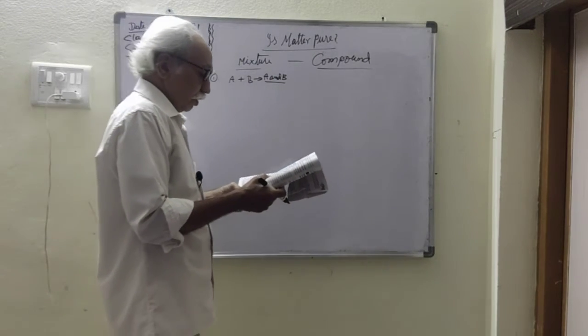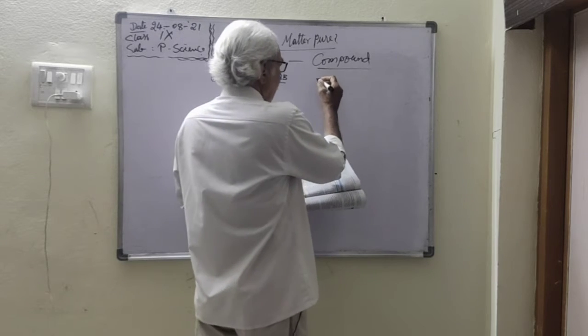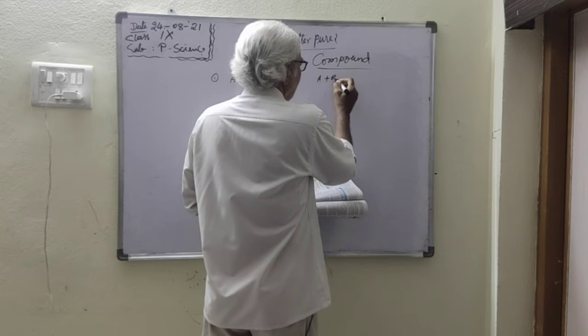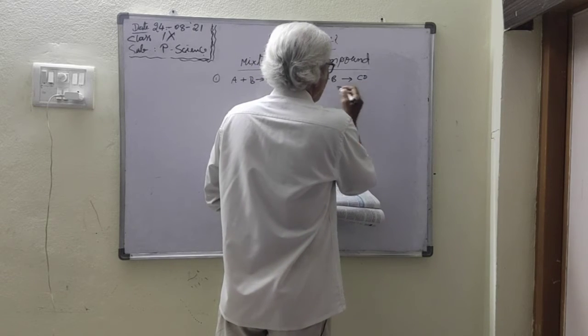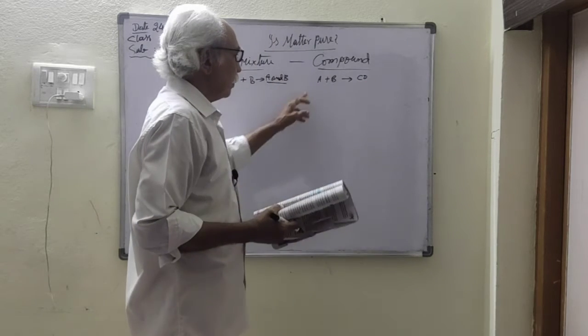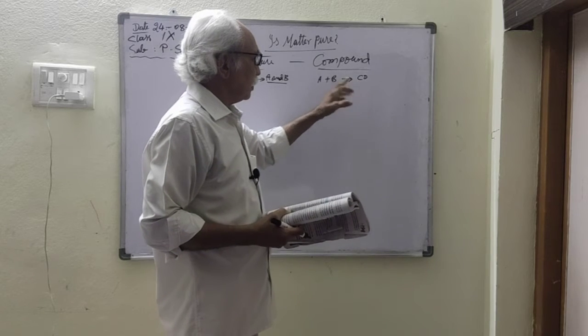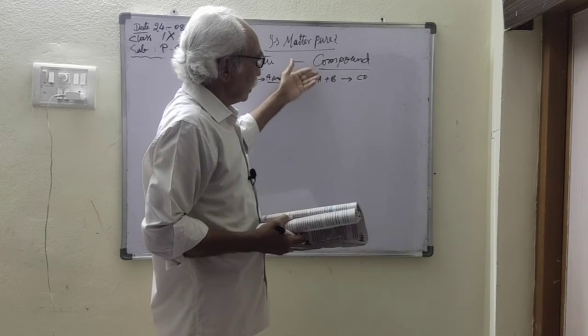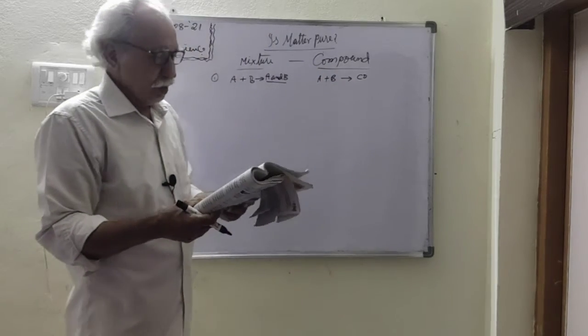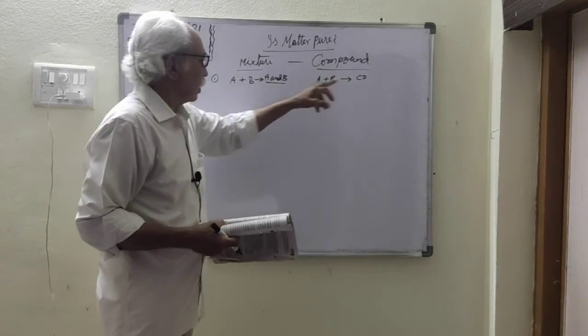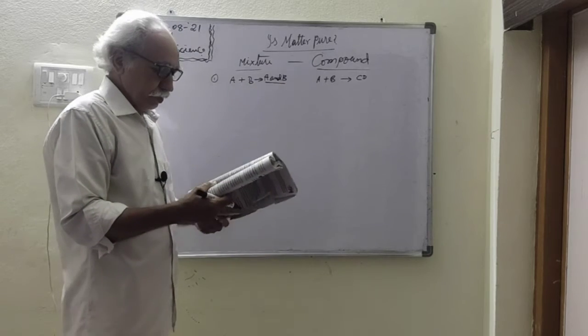But in a compound, here A and B react together producing a CD compound. So here two or more components chemically react together producing a new compound. A new compound is forming here, but a new compound is not forming in mixtures.